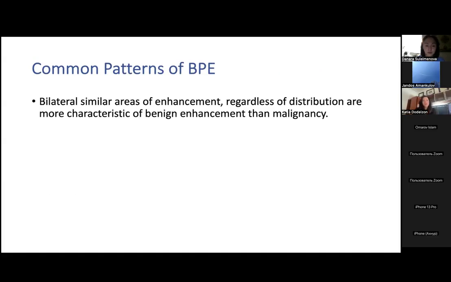So let's return to other common patterns of background parenchymal enhancement. As we discussed, picture framing is one, just based on the anatomy. And in general, anything that is bilateral and symmetric is going to be BPE and is going to be benign, regardless of morphology and regardless of distribution, as long as it's multiple, and multiple requires at least 3, just like multiple bilateral masses, and at least 1 in one breast.